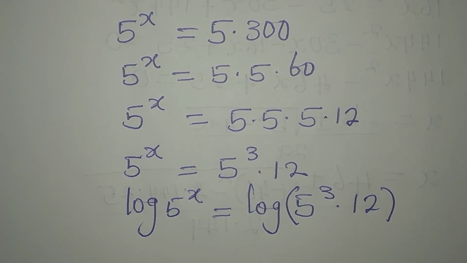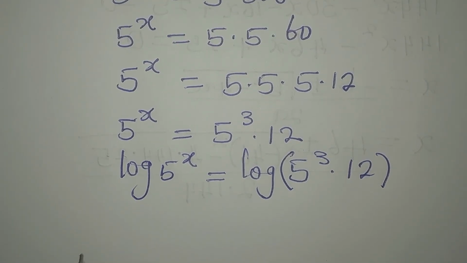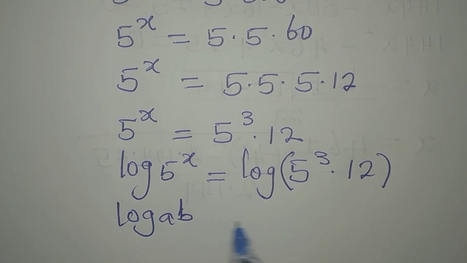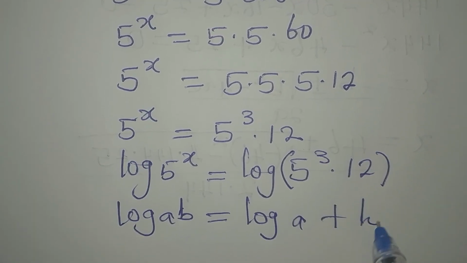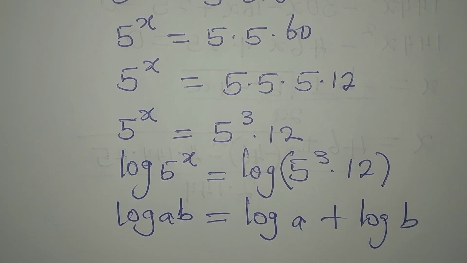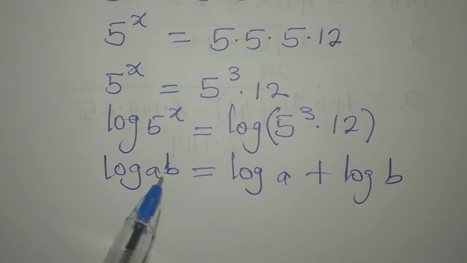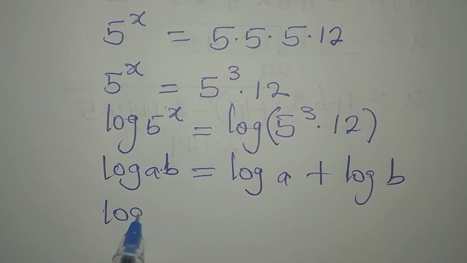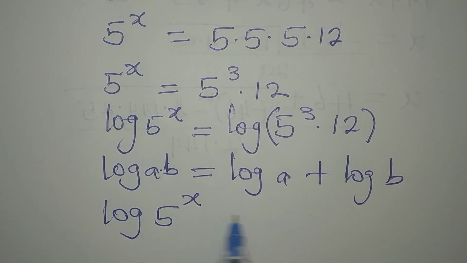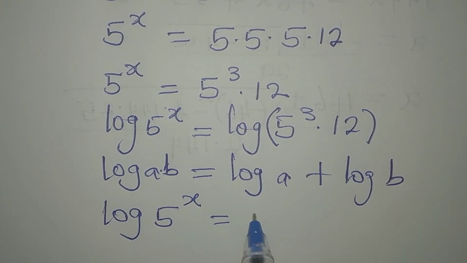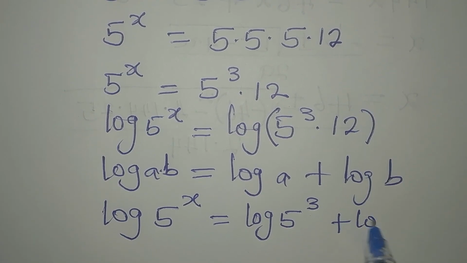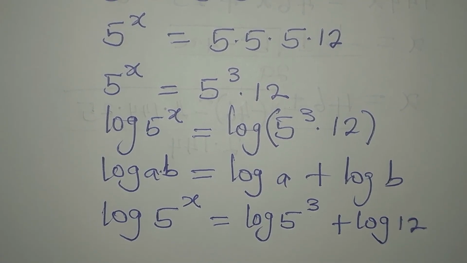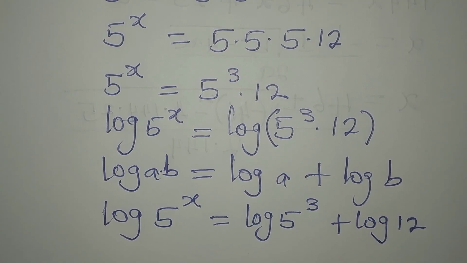Now, what again should we do? We're going to apply one law here. If you have log AB, the law says this is the same as log A plus log B, right? Because we are multiplying these two. So I will apply the same law. Log 5 to the power of x is equal to, from here now, we have log 5 to the power of 3 plus log 12. So we have our log 12 over there.